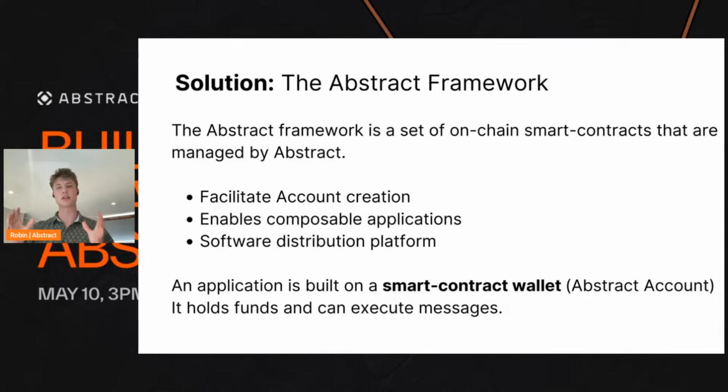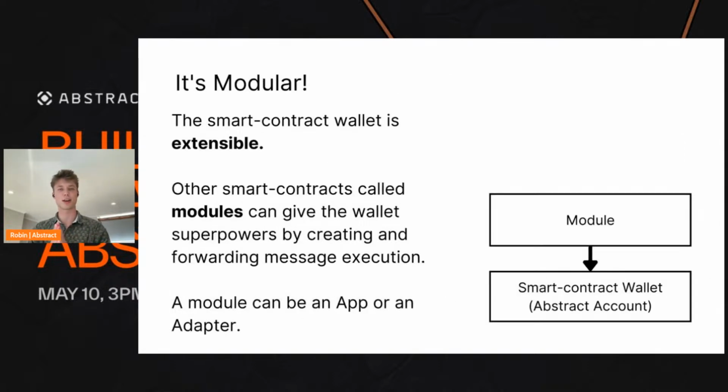So that might sound a little bit unclear, but I'm sure it'll make more sense later in this talk. So it's modular. As I previously said, the smart contract wallet is extensible. When you create an abstract account, you create a smart contract that can hold funds, and that's basically all it does. And it can execute messages.